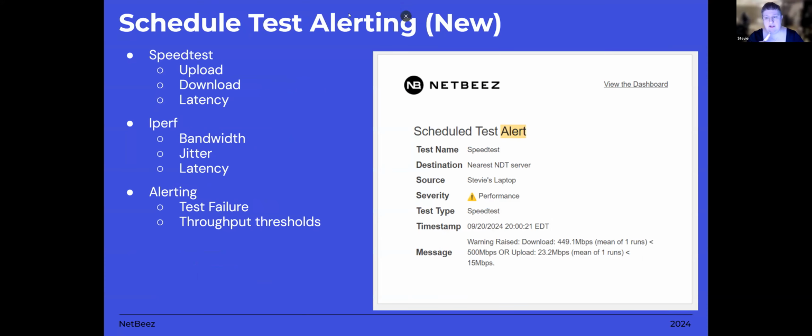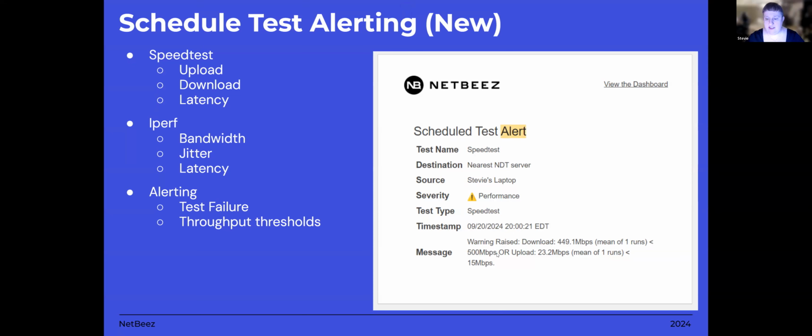Now, here is a new feature that came out in 14.1 earlier this year. We've reiterated on it and added more to it to make it fully fleshed out now. And that is your scheduled test alerting. So here's an example. I got an email saying my scheduled test performance is an issue. And it even tells you what was the destination, what was the device, what was the issue. So was it didn't work, or was it performance, the test, the time and date, and then what the alert says.